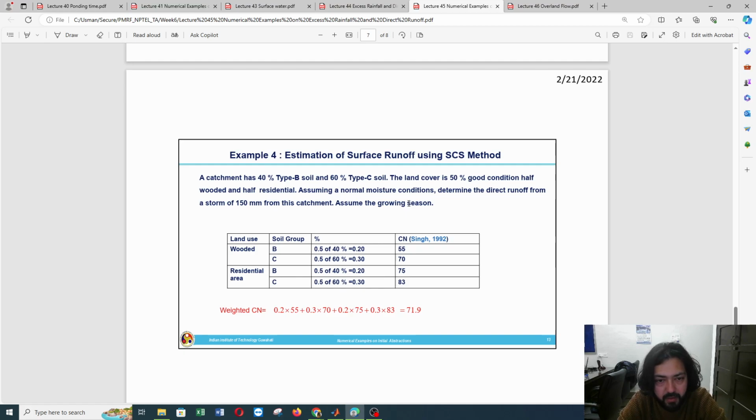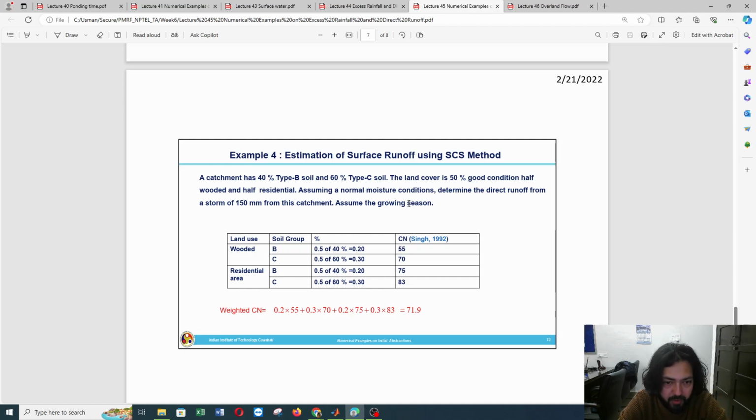Then they have mentioned that the entire land use for the wooded area is divided into 2 soil groups. Group B soil is covering 40% of the land use, and group C soil is covering 60%, and the land cover itself is 50%. So we take 50% of 40%, which is 0.2 for group B soil, and similarly 60% of 0.5 will give us 0.3. What we are calculating is a weighted CN, that is the average CN for all the conditions.